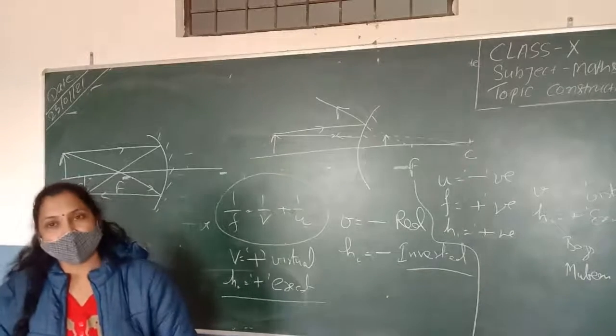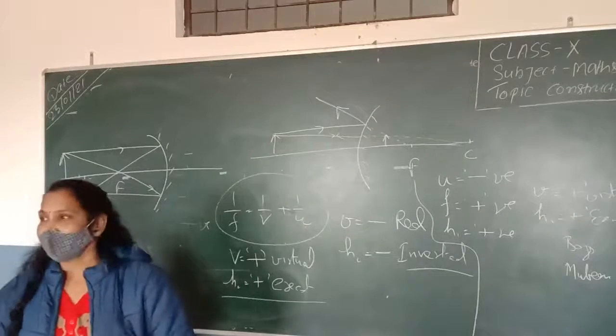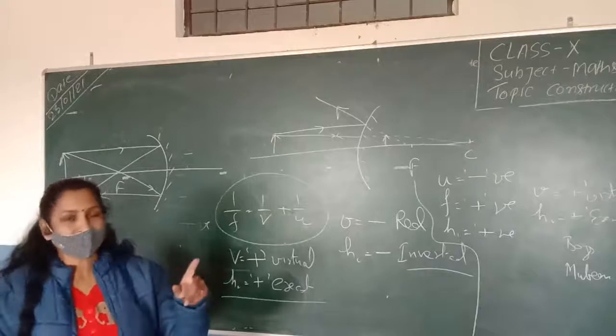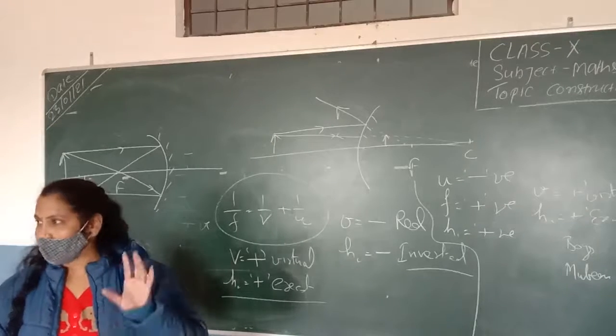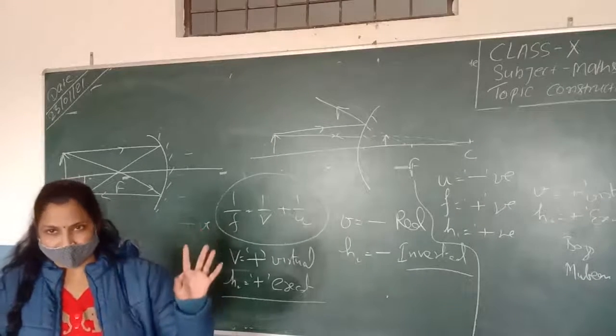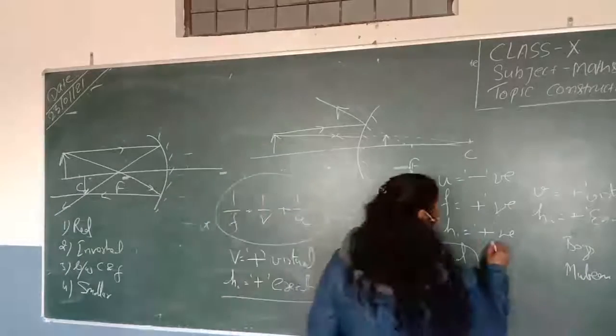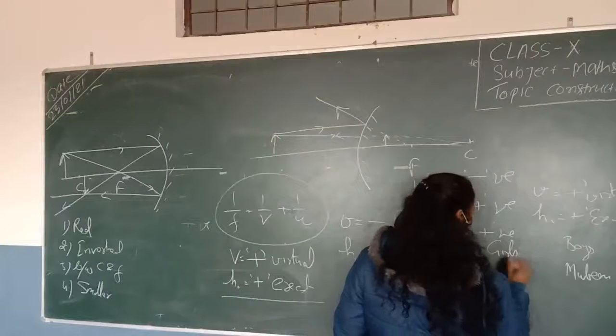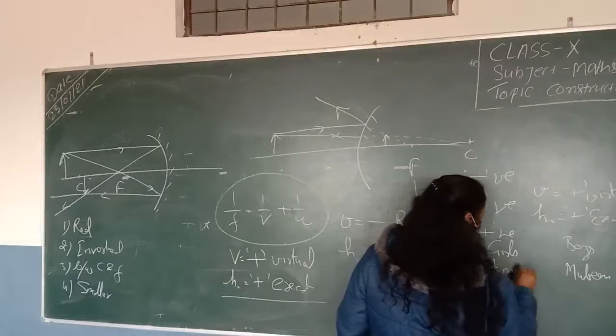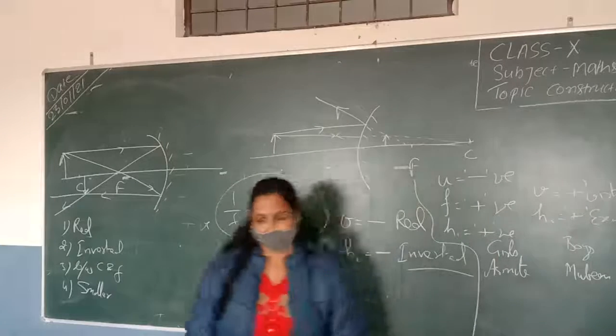कहाँ रखते हैं ऑब्जेक्ट? Between F and P. Yes. In between F and P. We place the object in between F and P. The image is virtual and larger than the object. Okay. Good, Asmita. Very good. Sit down.